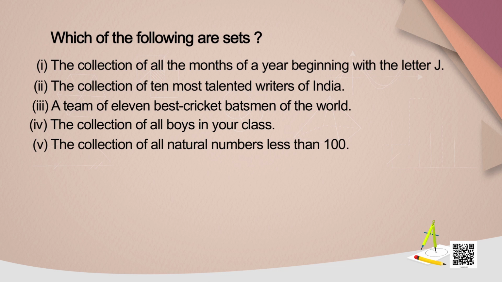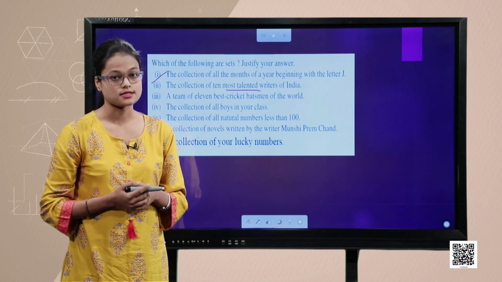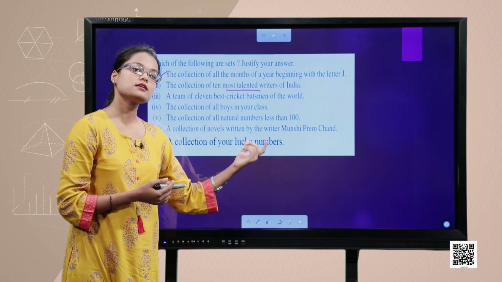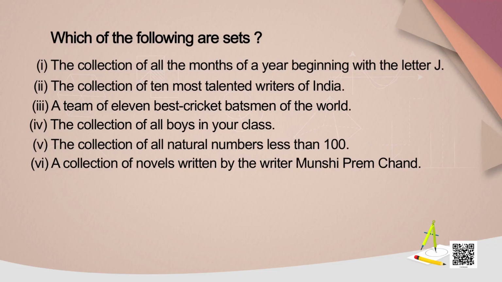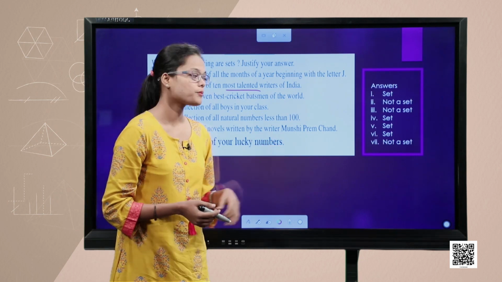The collection of all natural numbers less than 100. Yes. What will be the members of the set? There will be 1, 2 up till 99, and yes, it is a set. A collection of novels written by the writer Munshi Premchand. As we have discussed before, a collection by a specific writer is a set. A collection of lucky numbers, again taken before, is not a set. So, here you can see the answers.